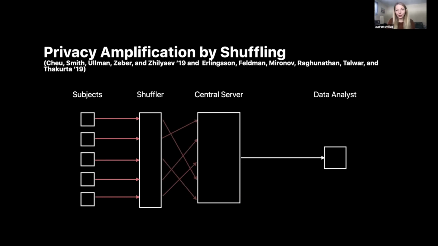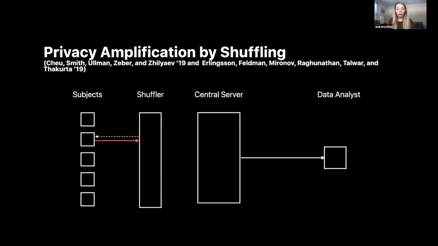The observation that it does actually buy you something was established in a series of papers in 2019. This Cheu et al. paper looked at the case where each subject is running a binary randomized response mechanism. And this Erlingsson et al. paper proved a more general result: whenever you have any locally differentially private mechanism, the guarantee after the shuffler is higher. So you get more privacy after the shuffling.